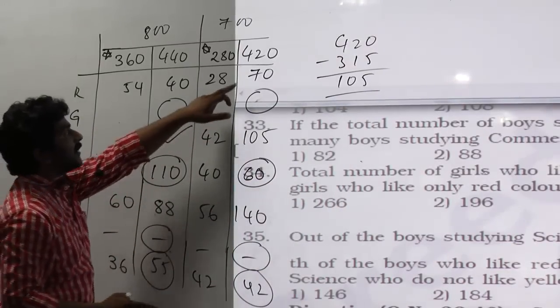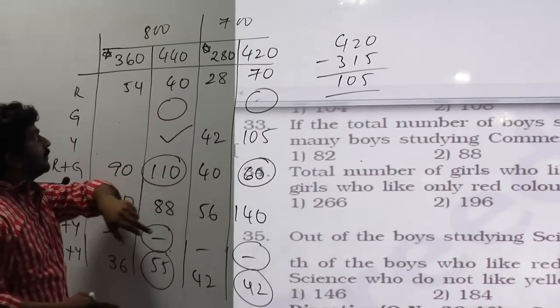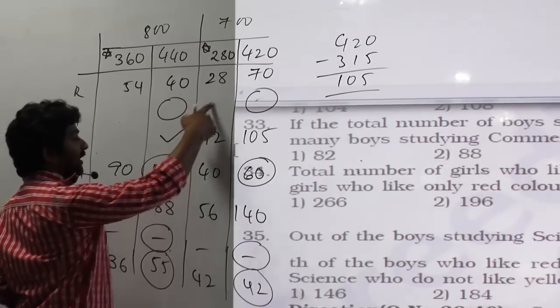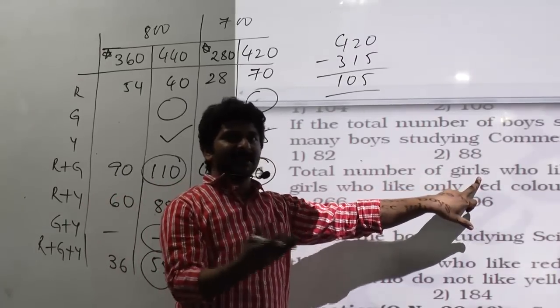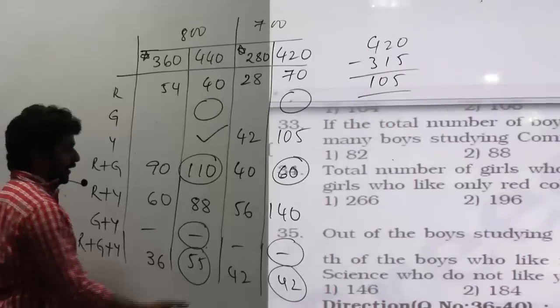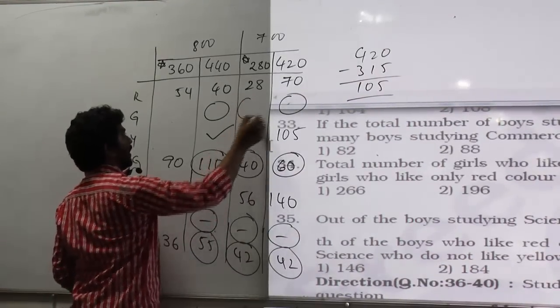But you also need to do it for science. Science also. Here also you need this number and this number and this one and this one.